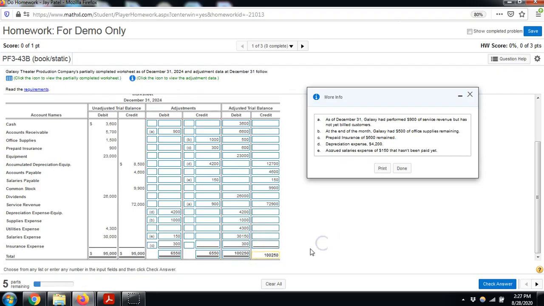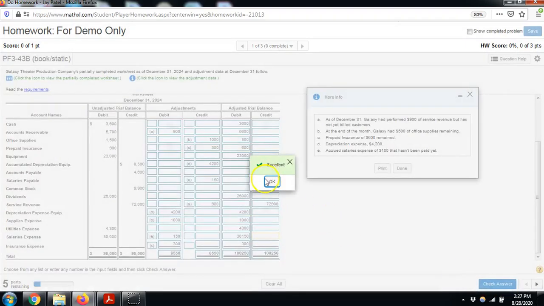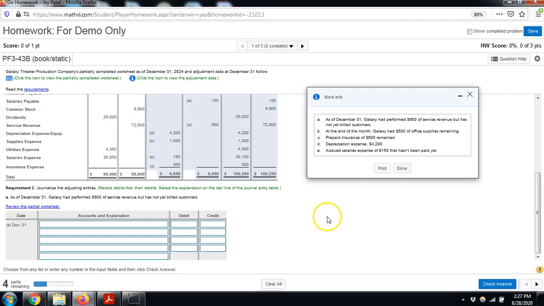Okay, so the most basic thing I want to do is to make sure that my debits and credits, the adjustments, are equal, and the adjusted trial balance debits and credits are also equal. So let's see if we did this correctly. Okay, so I think we're good. So let's move on.